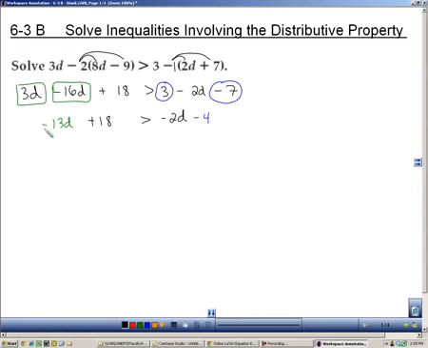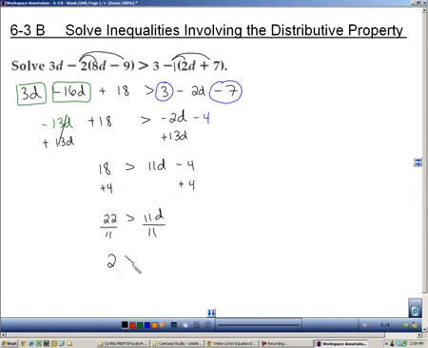Now it becomes a multi-step inequality the way we've seen in the past here. I'm going to add 13d because it's the smaller coefficient. -13 is smaller than -2. So 18 is greater than 11d minus 4. I take care of the subtraction by adding 4. So 18 and 4 is 22 is greater than 11d. Isolate the d by dividing by 11. 2 is greater than d, but remember we want the letter on the left, so d is less than 2.